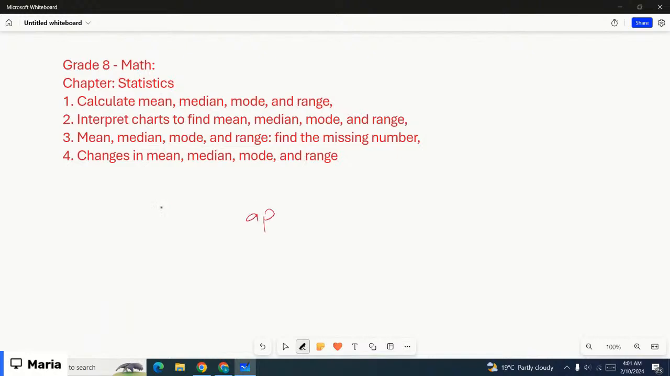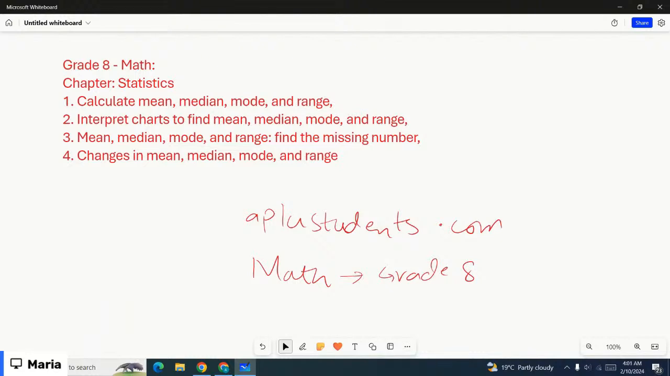You can find all the lessons on aplusstudents.com. You have to log in there using your email address and password as provided by the administrator. Then you have to select Math from the Subject tab. Scroll down to Grade 8 and then click on View All Lessons. There you can find a list of the chapters.